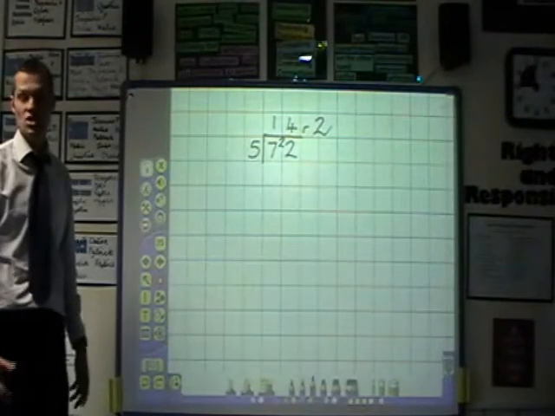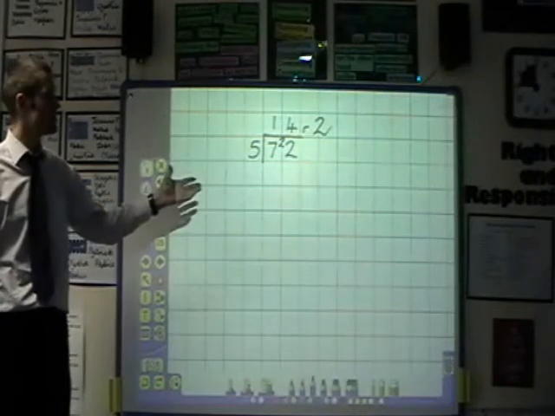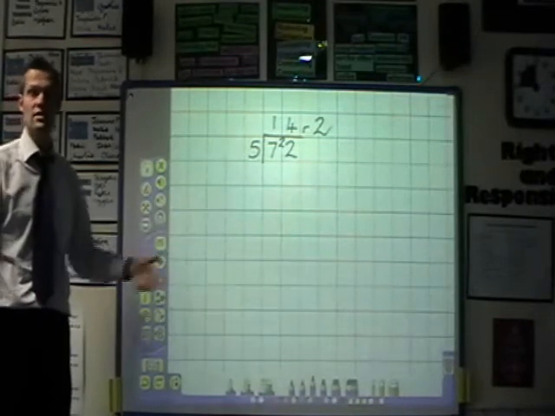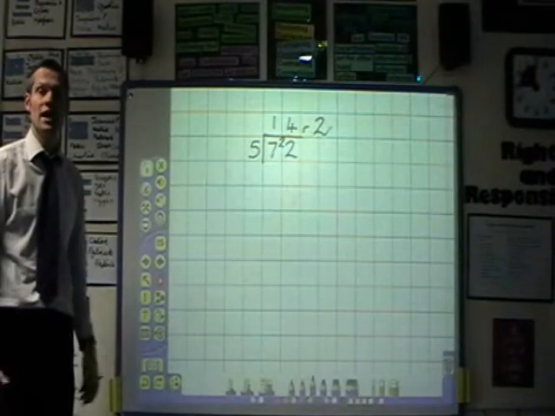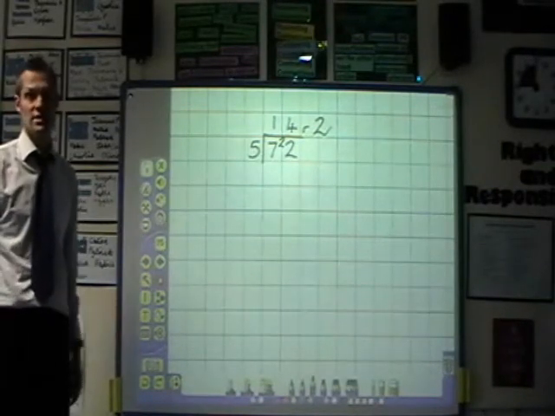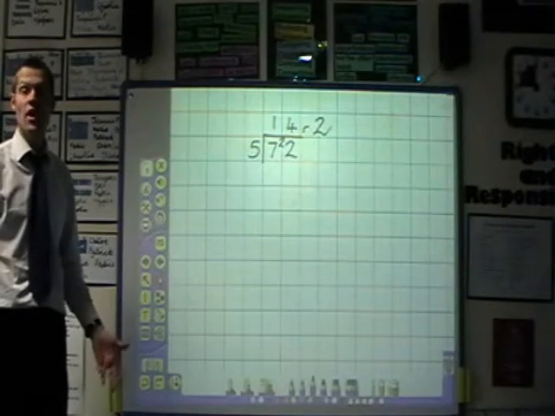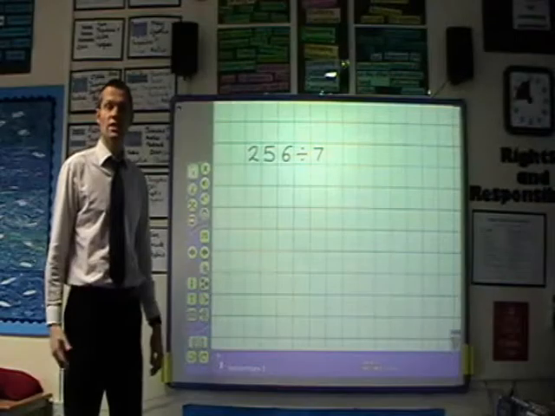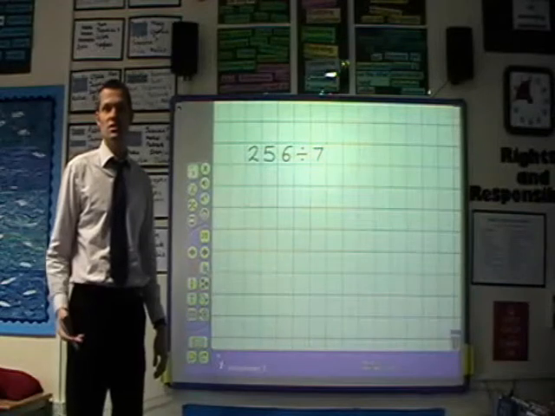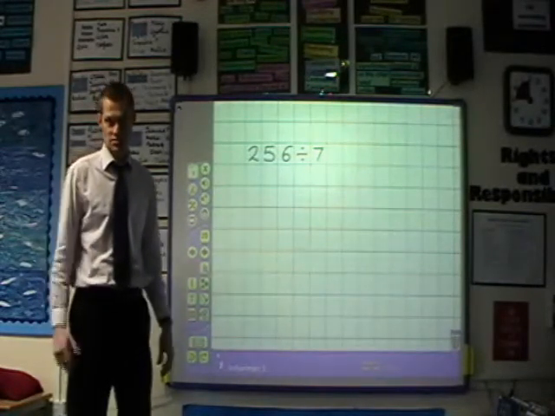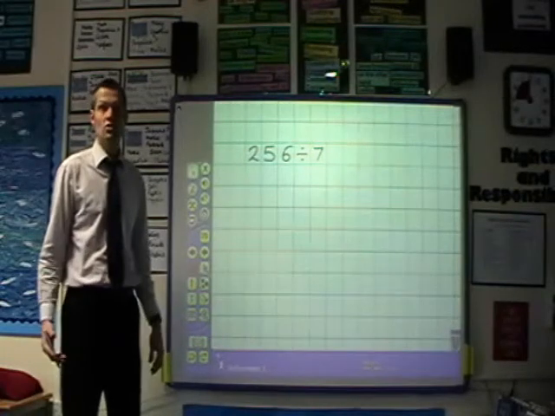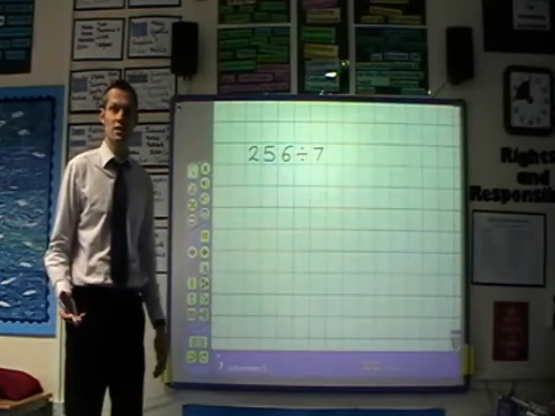The reason we teach the chunking method as opposed to this, at least to start with, is that it gives them a much better understanding of what they're actually doing, and also it's much more closely linked to how they would actually divide in their heads. In years 5 and 6, we continue to teach the chunking method with larger calculations. A good knowledge of tables is vital here.